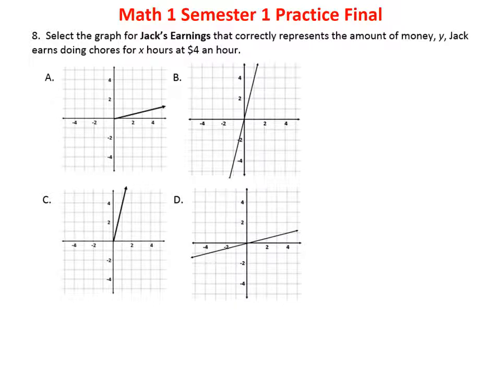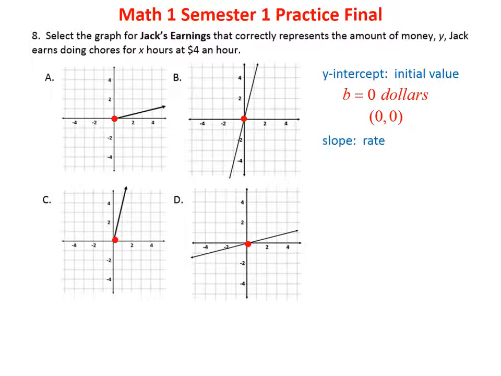Problem 8, we're looking to see the graph for Jack's earnings. It represents the total amount of money Jack earns during x hours working at $4 an hour. First off, his initial value starts off with $0. As we check along here, we notice that all of these graphs have a 0. That's not going to help us. We're looking then for his slope or his rate, which is $4 an hour. Remember, $4 an hour means from any point it goes up 4 and right 1.